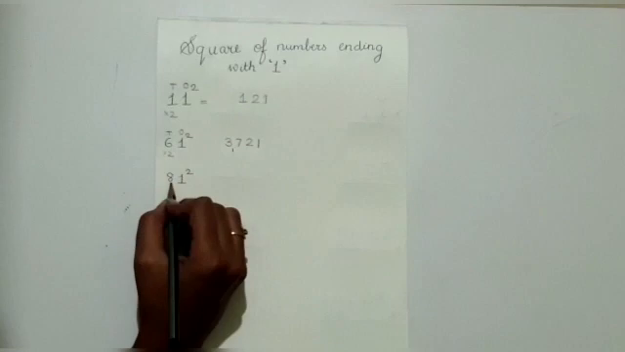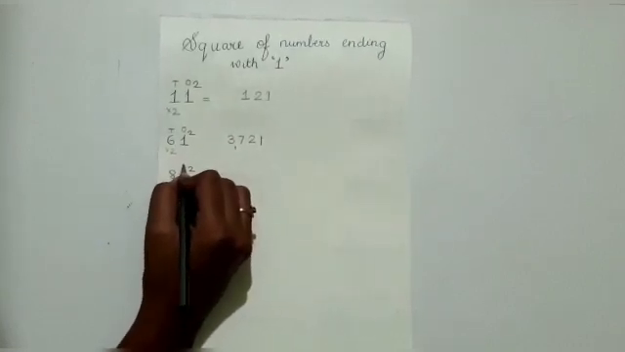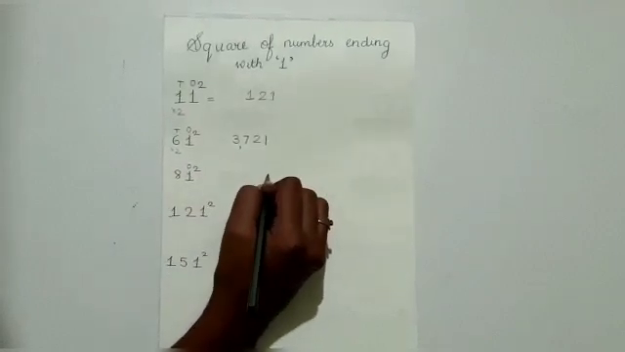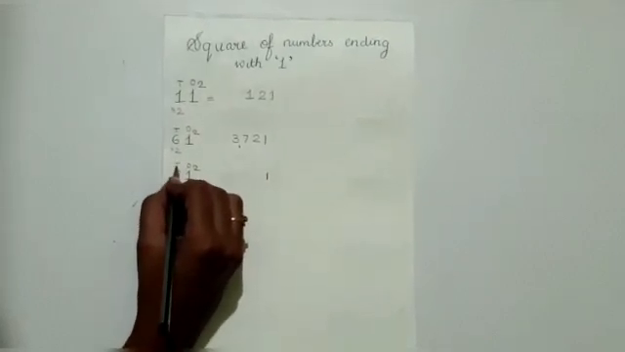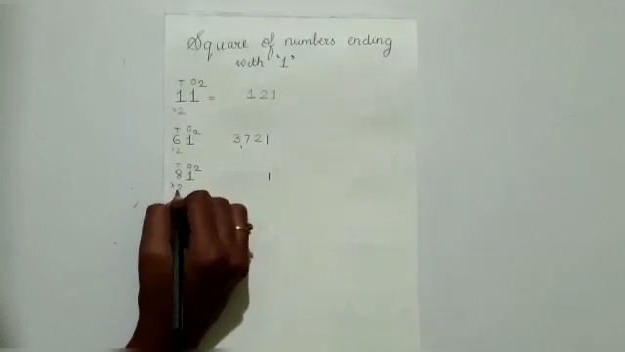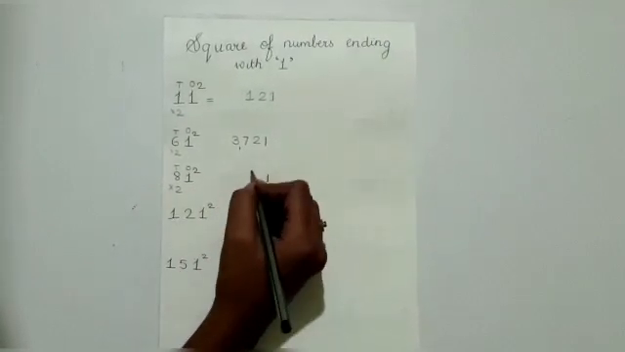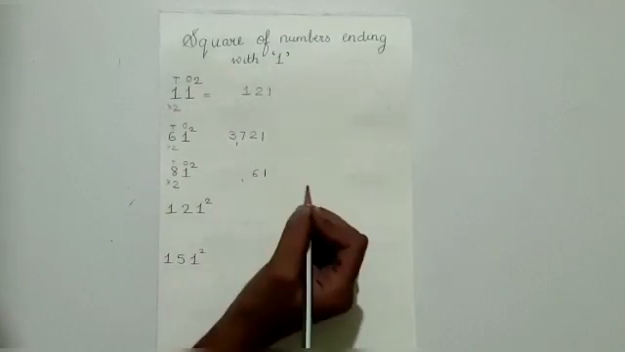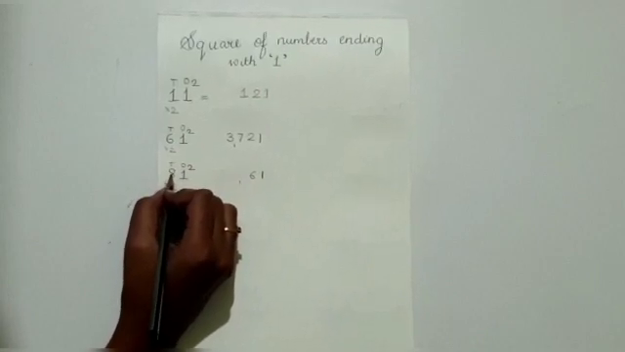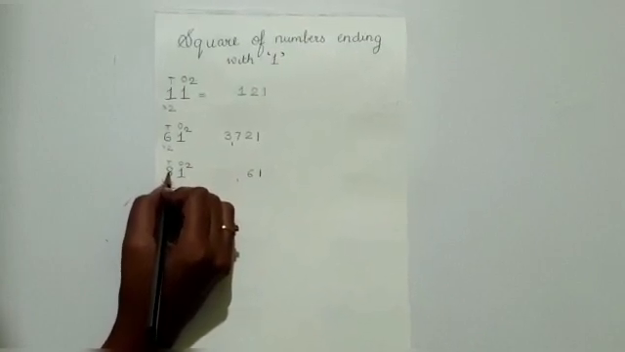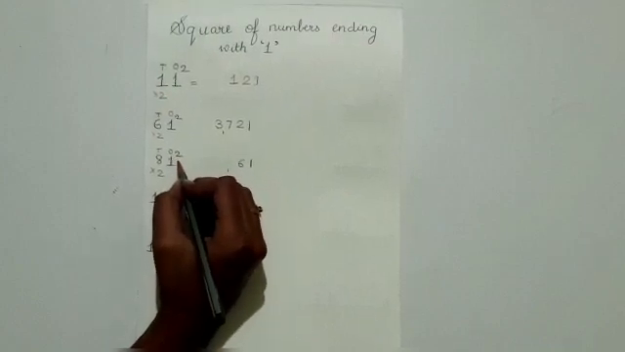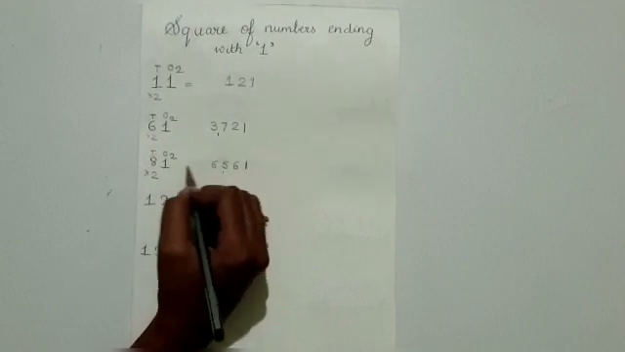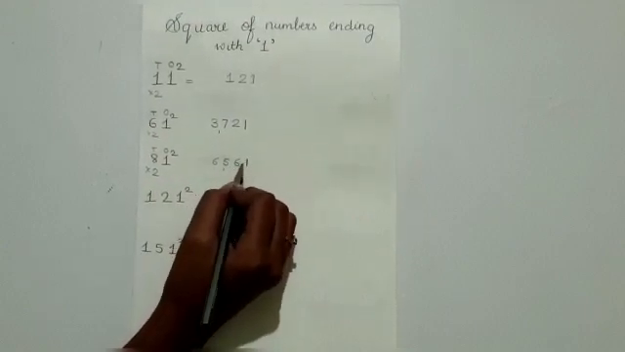Next number we have is 81 square. First, the number in the ones place, we'll take a square of that number. 1 square is 1. Second step is the number in the tens place, we have to multiply it by 2. So 8 into 2 is 16. It is a 2-digit number, so 1 I'll carry to the next number and 6 here. Third step is the number in the tens place, we have to take a square of that number. Square of 8 is 64 and this 1 will be added to 64 and it makes it 65. So 81 square is 6561.